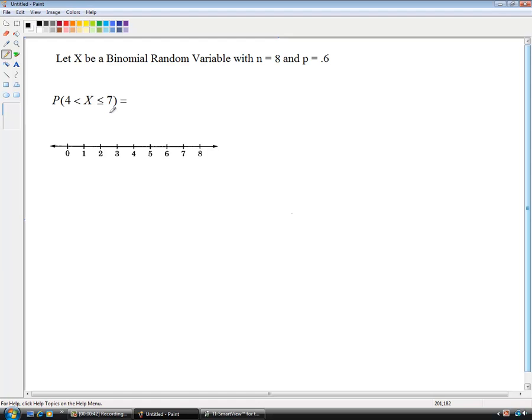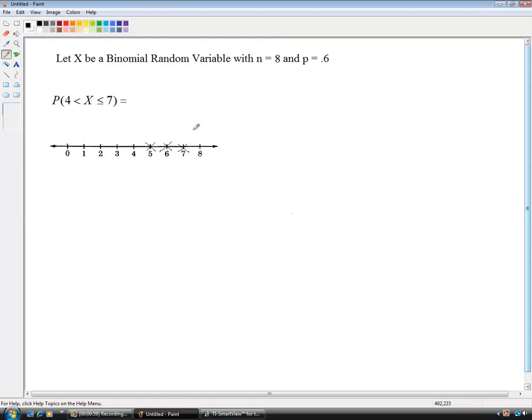We need to identify on a number line which values those are going to be. So the values strictly greater than 4 are 5, 6, 7, and so forth. The values less than or equal to 7 are 7 and 6 and 5. So the values that we're looking for are these three.